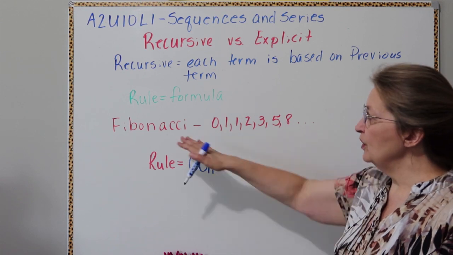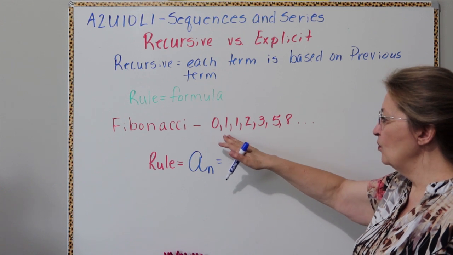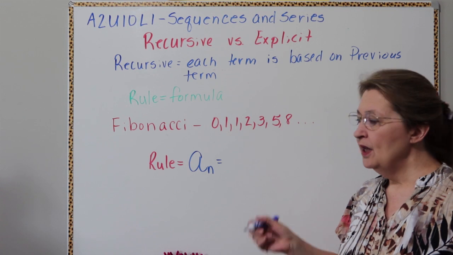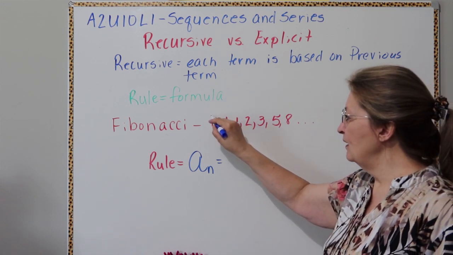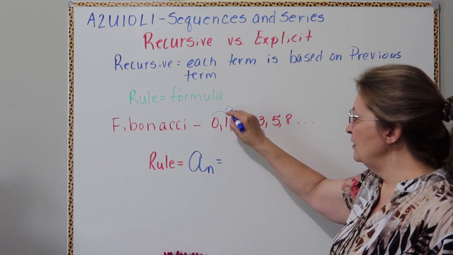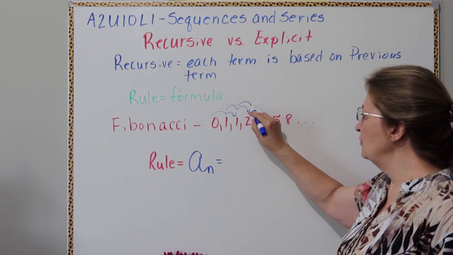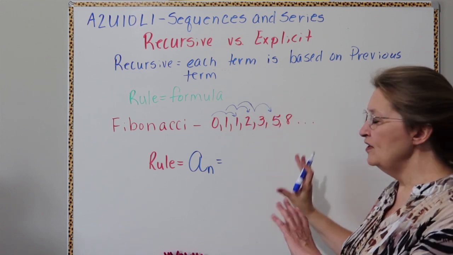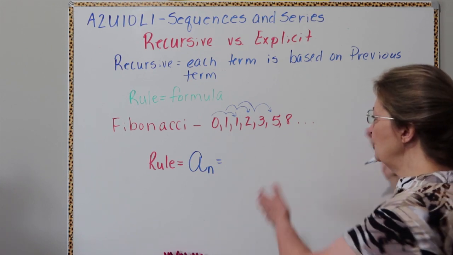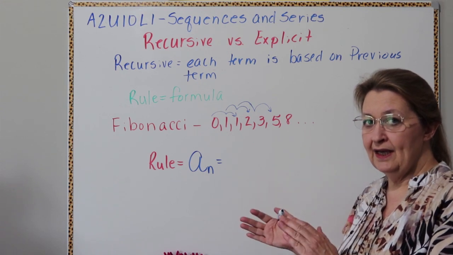One famous recursive sequence is the Fibonacci sequence, and it starts off with 0, 1, 1, 2, 3, 5. When you look for a pattern here, the pattern is that you add this plus this to get this one. And then you add this term and this term to get this one. And it just continues on. You're going to add the two previous terms to get the next term. That's what makes it recursive, because you can't find the 100th term without knowing terms 98 and 99.